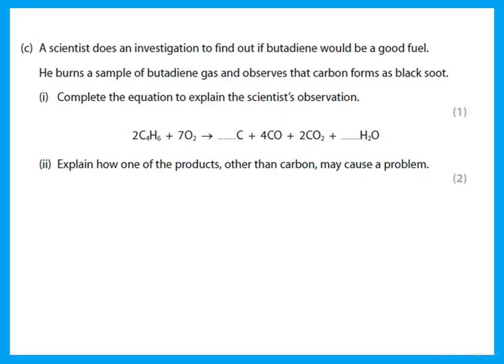So he wants me to balance this equation. How do we balance? Before the arrow, we have how many carbons?